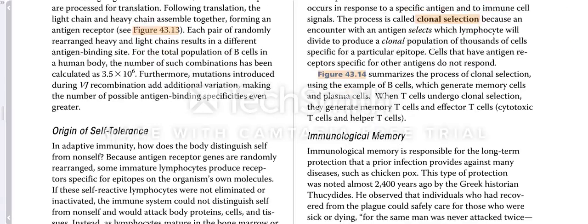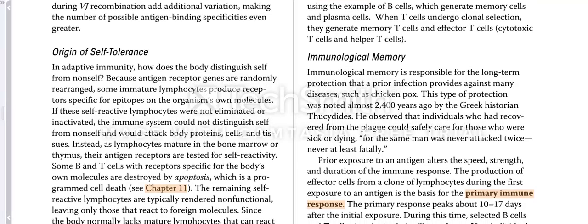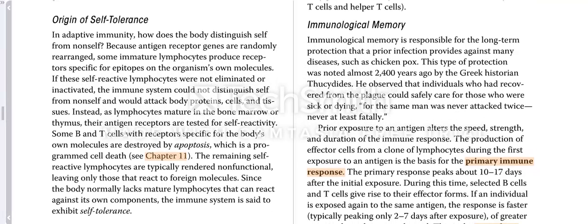And moving on, we get back to another topic that we had talked about in the first video that I said we would come back to. How does the body distinguish self from non-self? It's a great overarching question of the chapter, and this paragraph on self-tolerance goes even deeper into the subject.